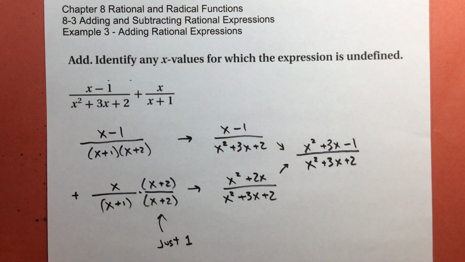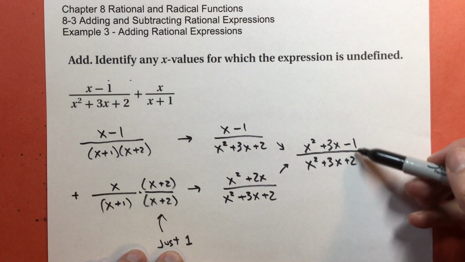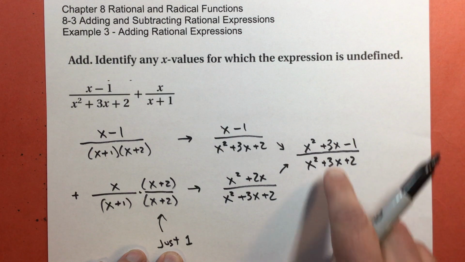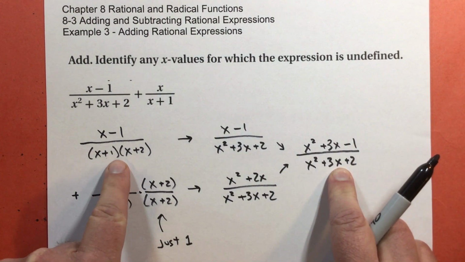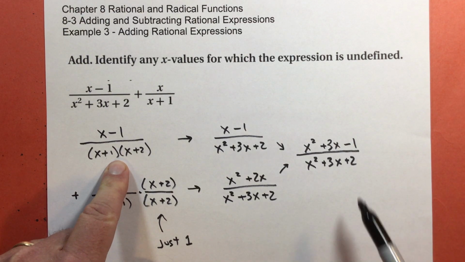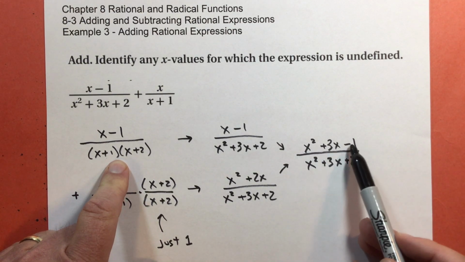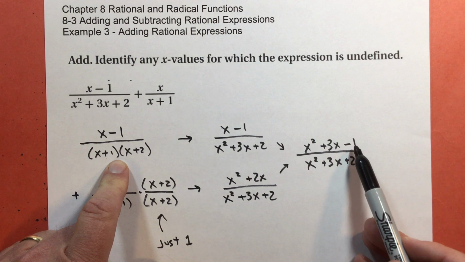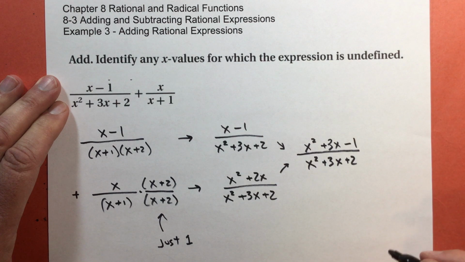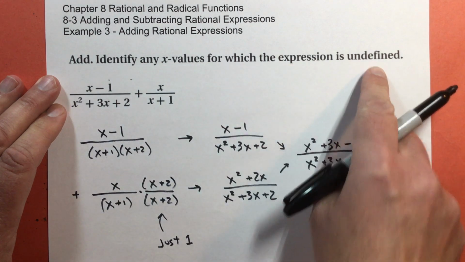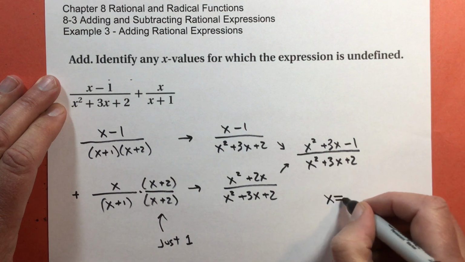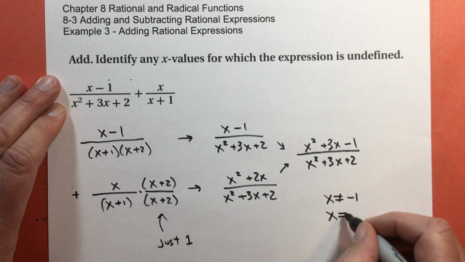Now I should probably check to see if I can reduce this. How do we reduce it? Simplify it? Well, we factor the top and the bottom. I already have the factors here, x plus 1, x plus 2. And I see if anything is going to simplify. Well, I can't factor the top. What 2 numbers multiply to give negative 1 that add to give 3? That's not going to factor. So this is already simplified. For which values is it undefined? If I use negative 1 or negative 2. So x cannot equal negative 1, and x cannot equal negative 2.